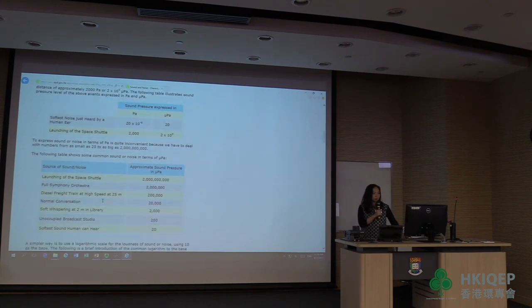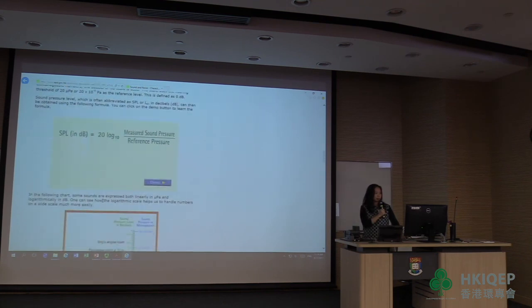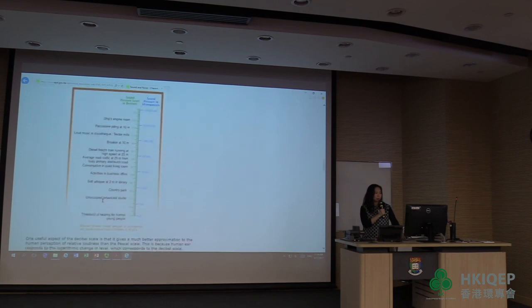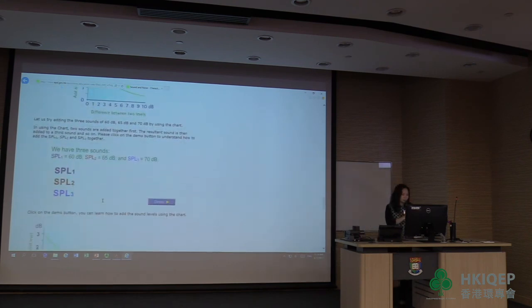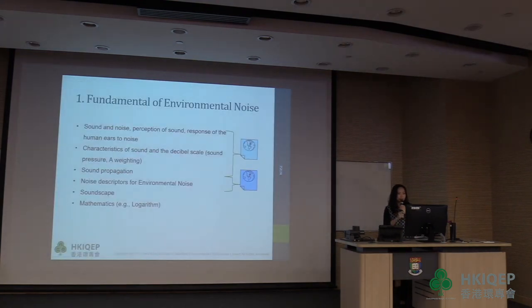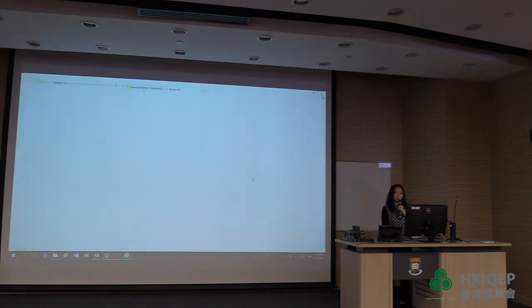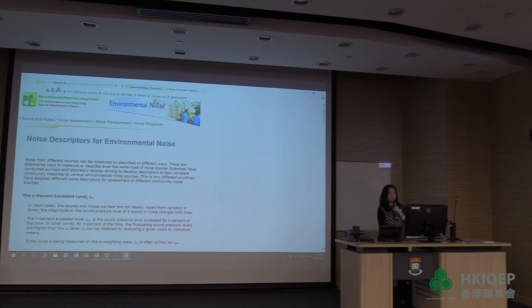While maybe not all of you will be noise experts or acoustic consultants, the sound pressure level and how the sound pressure level is defined is something easy for you to grasp. Besides that, there is also sound propagation and some noise descriptors of environmental noise commonly used in the noise impact assessment.